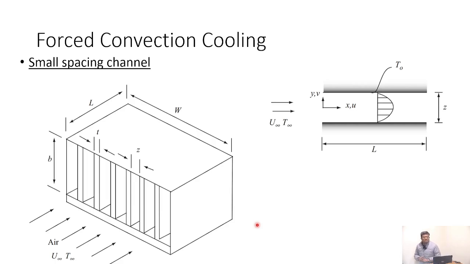Now some of these fin arrays will operate also when you have forced flow. So there is a forced convection cooling. Now the array looks like this, and there is a forced flow. I mean, the fins go up vertically, but the flow is perpendicular to that. The flow is going in the horizontal direction.